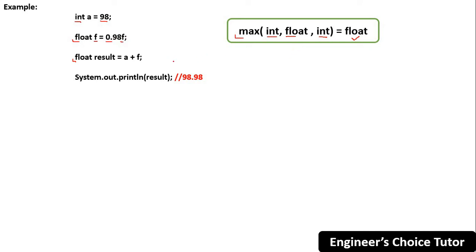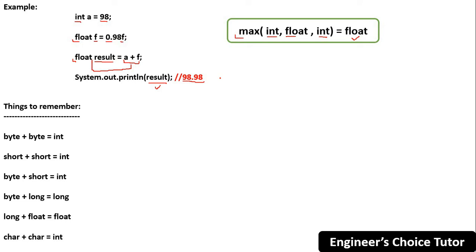So the resultant should be float. When you do a plus b, the return type should be of float type. So here the result is of float type. I'm trying to print this result here. Is it fine? And what will you get? 98.98. You can try this in the same program. You can run this also. Fine. Now let's see the next concept.